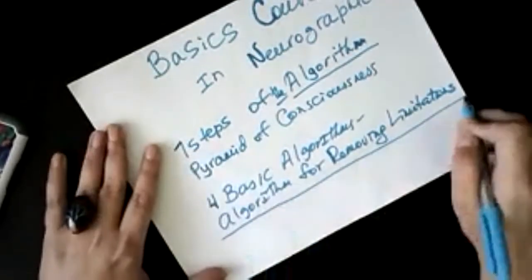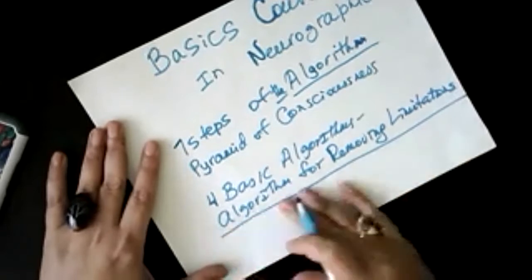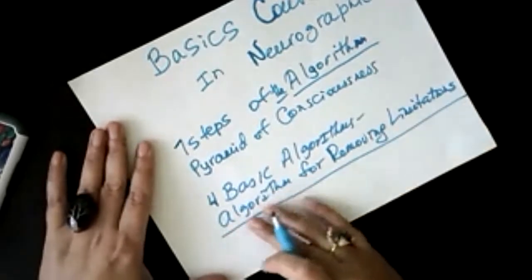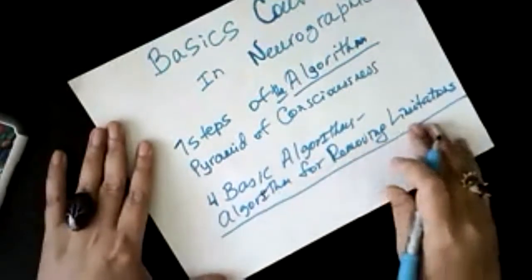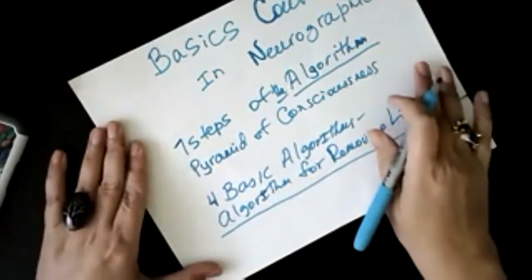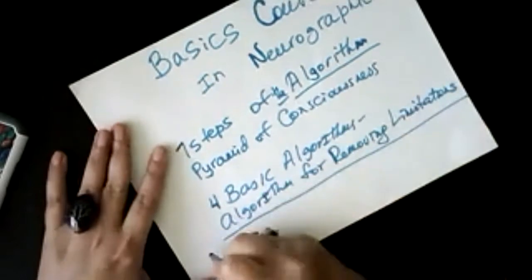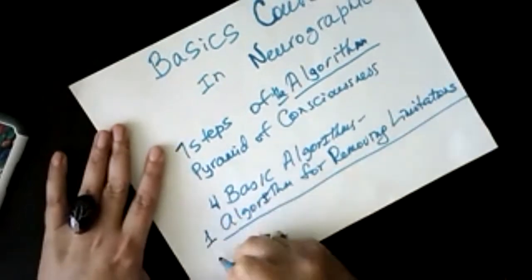So, the algorithm for removing limitations is exactly that. I teach you a step. That's why it's an algorithm, a process of how to remove limitations in your life to reach your goal. Okay, so that will be algorithm number 1.